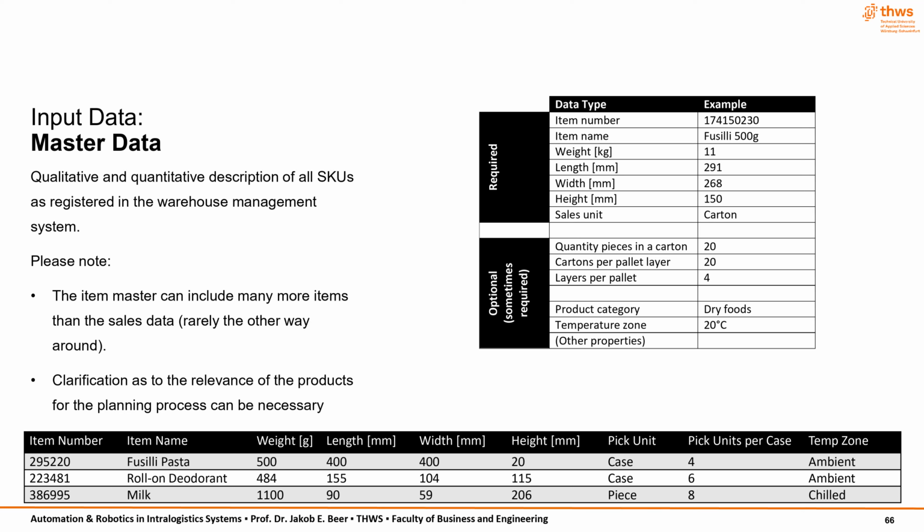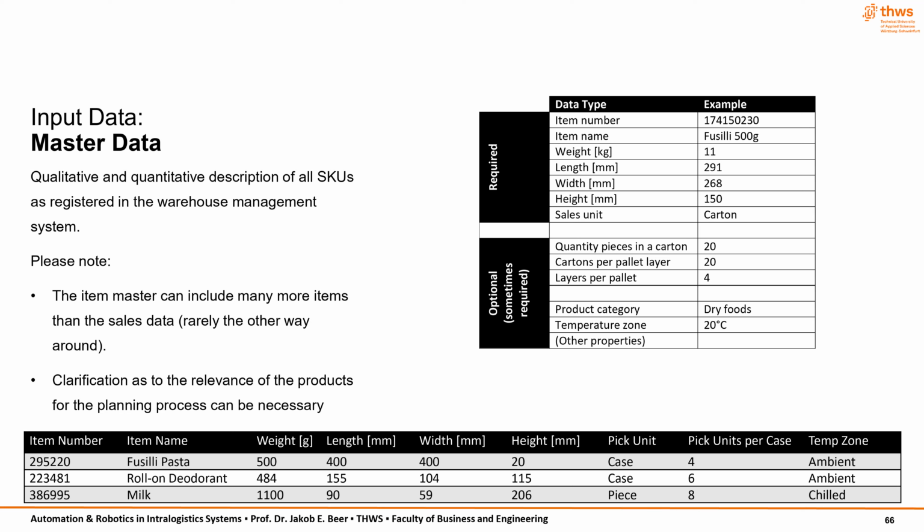The table at the bottom of the slide shows 3 illustrative SKUs. The first is a 500-gram pack of fusilli pasta, which is picked in cases containing 4 units and stored in ambient conditions. The second item, a roll-on deodorant, is also stored ambient but is picked in cases of 6 units. The third item is a 1-liter carton of milk. Unlike the others, it is picked by the piece and stored in a chilled zone.